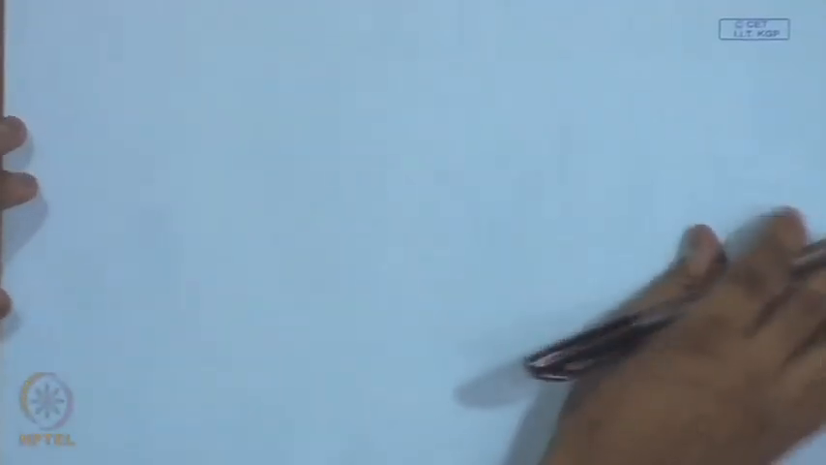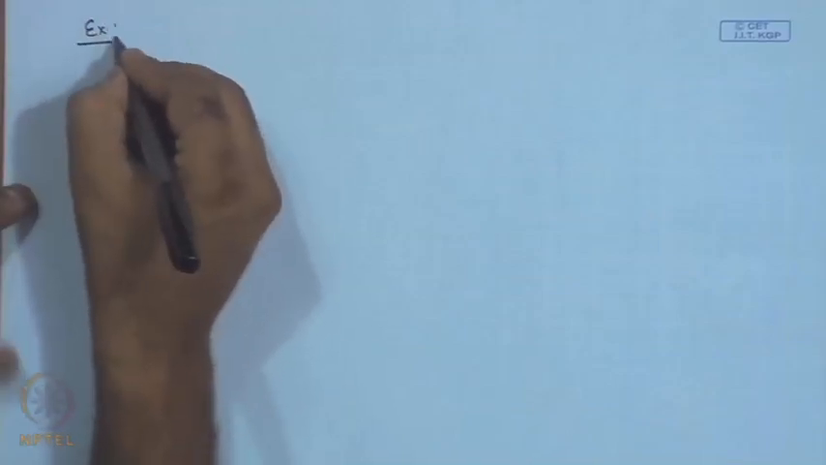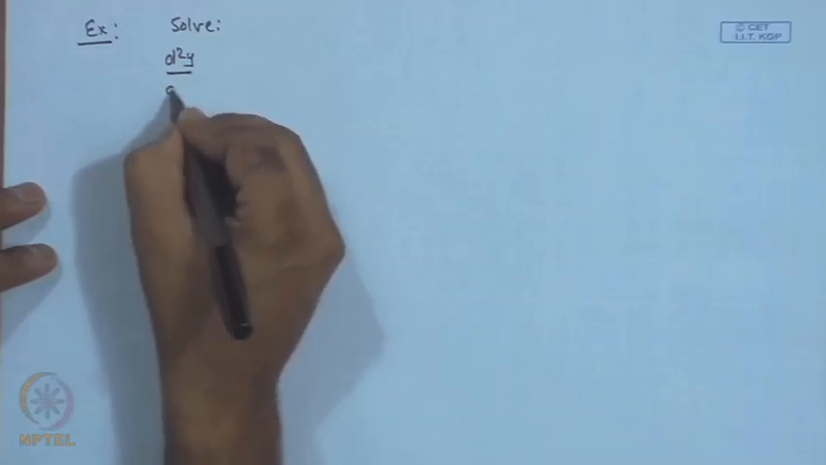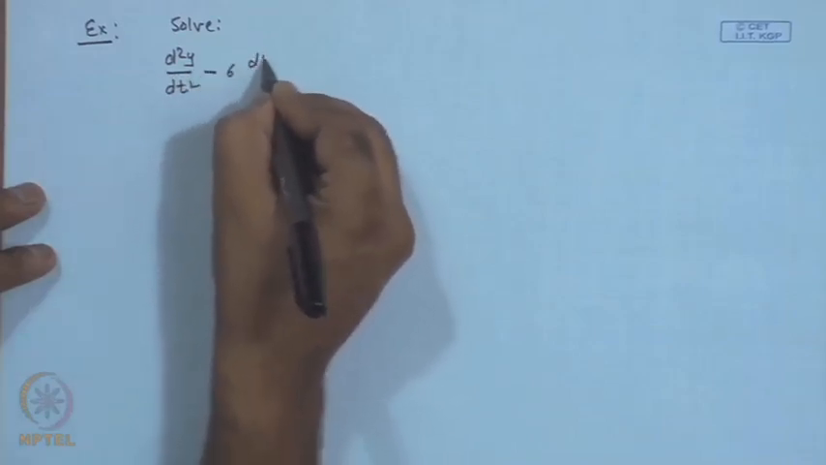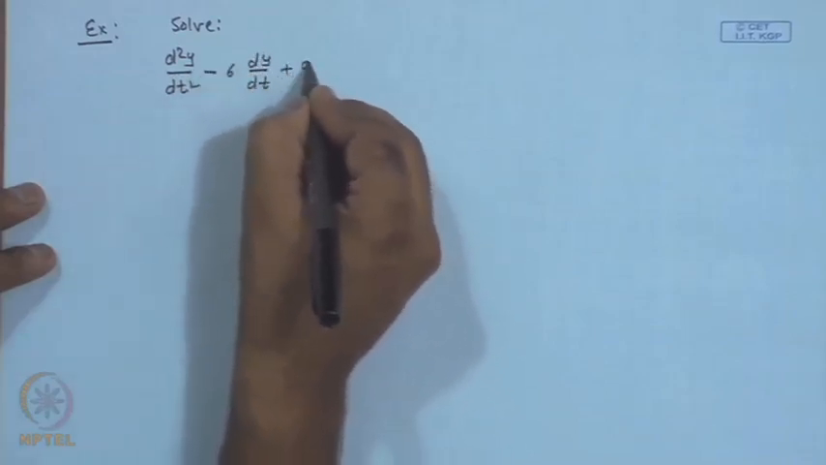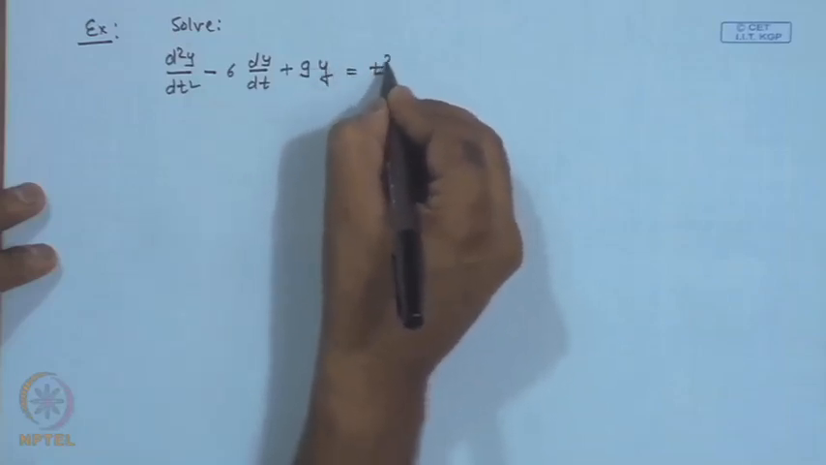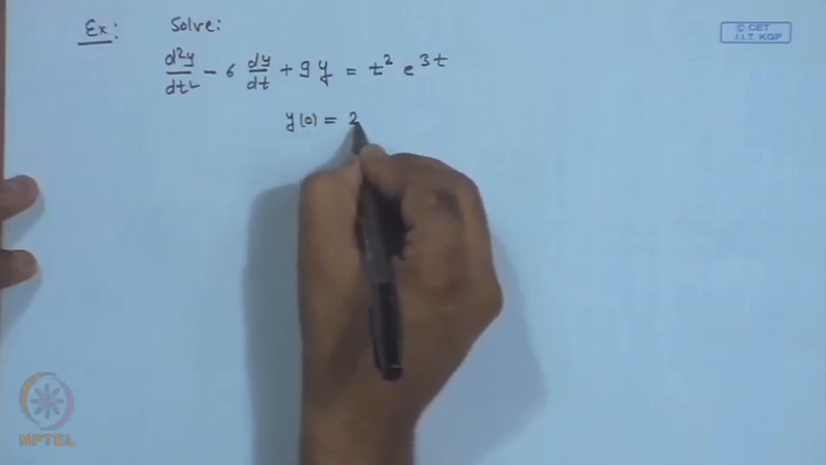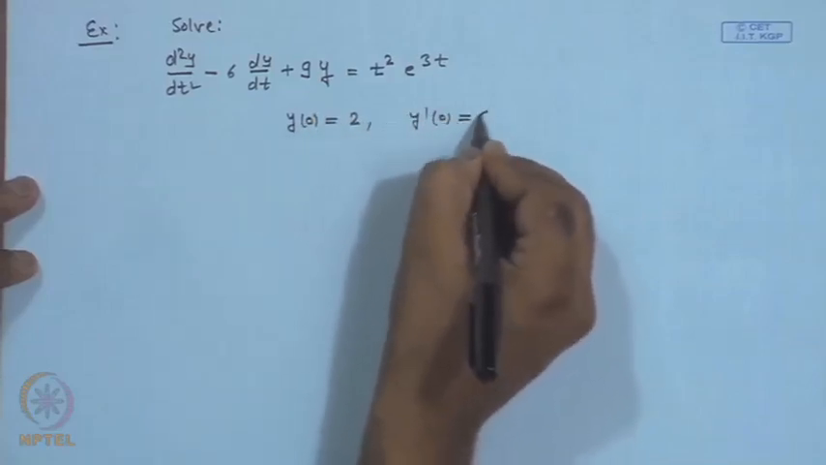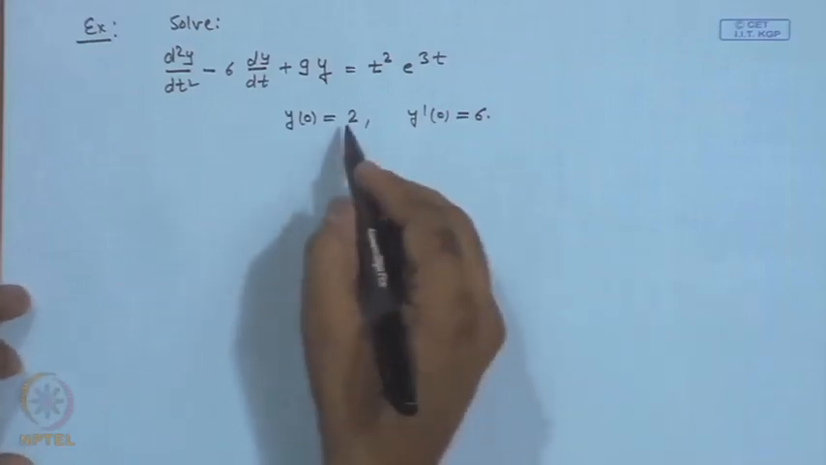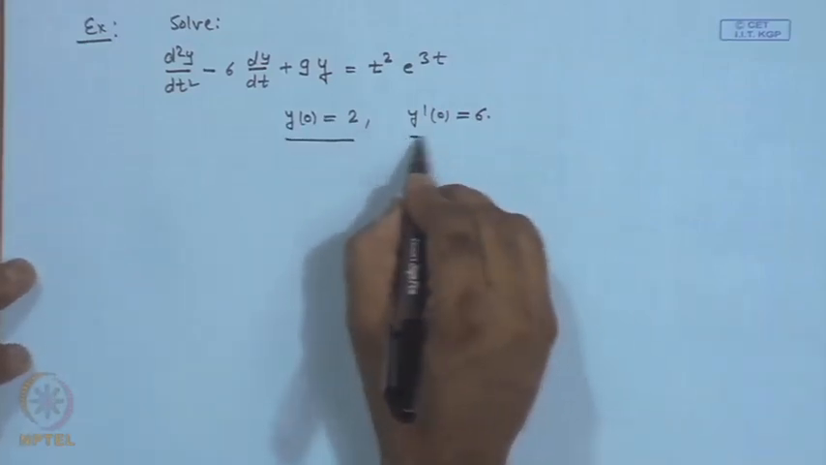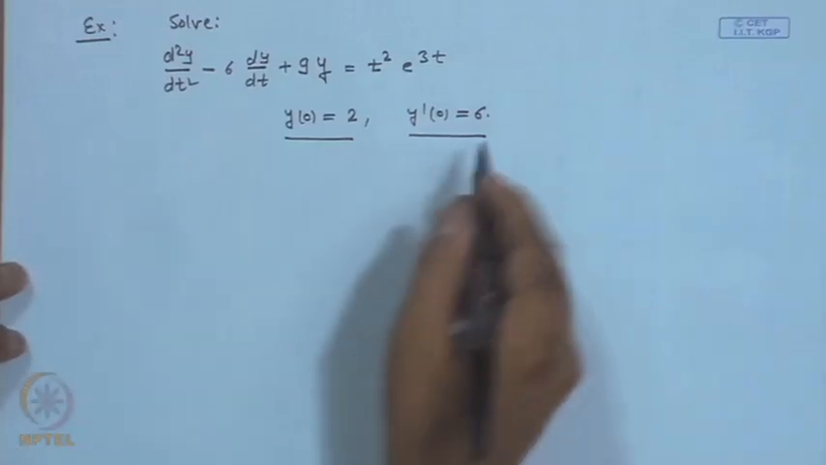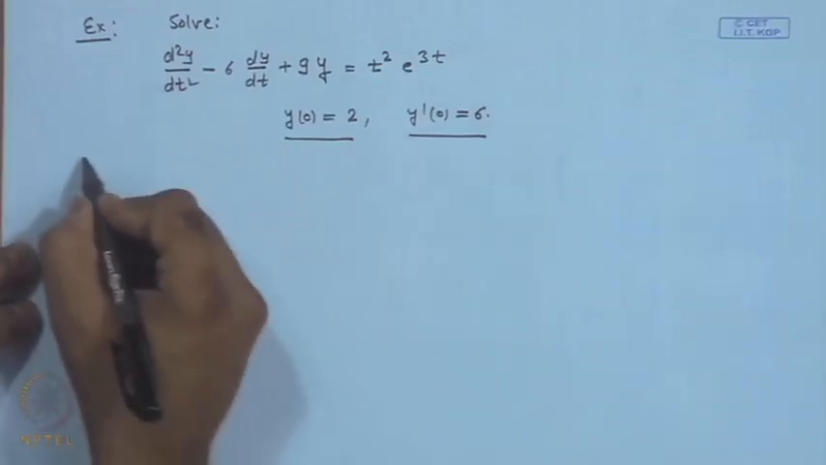Okay, so, the next example: we solve d2y over dt square minus 6 dy over dt plus 9y equals t square e to the 3t, and the initial conditions are y(0) is 2 and y prime 0 is 6. So, slightly more difficult, because here both the initial values are given. In the earlier example they were 0.